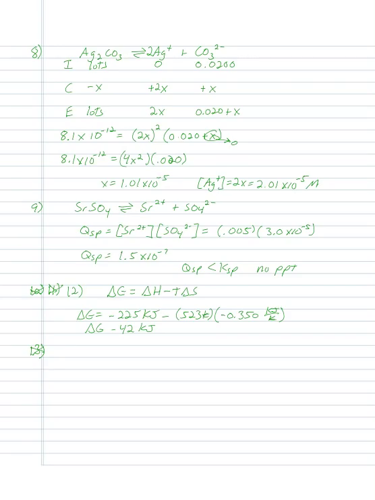15. So, consider the process I2 solid to I2 gas. If the reaction is endothermic, what can you say about its spontaneity? So, they give you some clues here, but you got to work some of them out. So we're going from I2 solid to I2 gas. Now we're told it's endothermic.